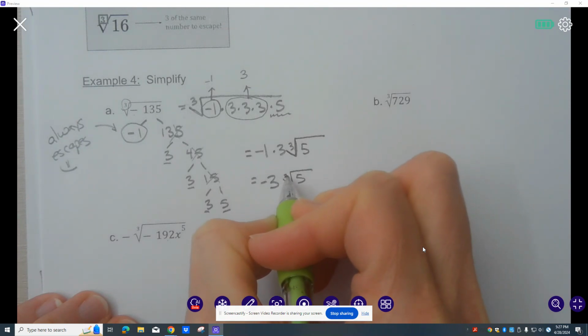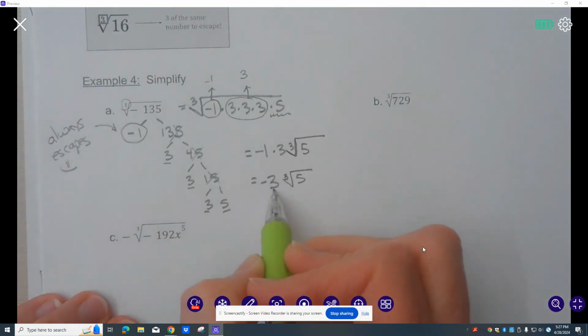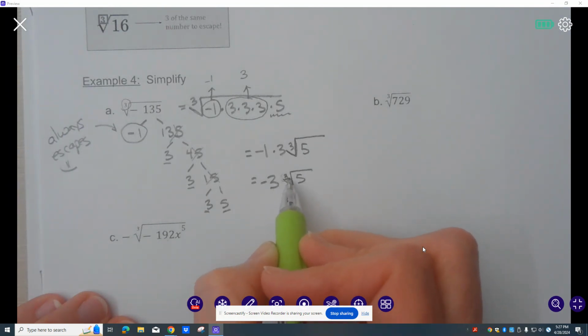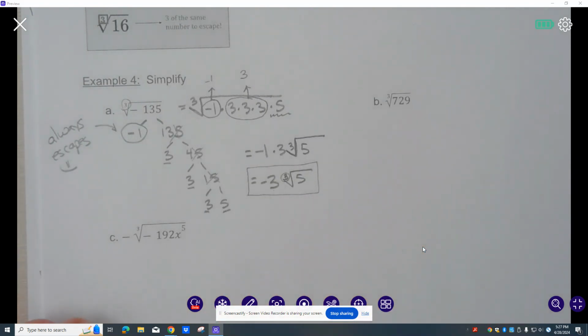And then there is my index. So make sure that your index doesn't look like another number sitting outside the jail. Make it really small. Put it right in that V. So that is how I want to jailbreak that.